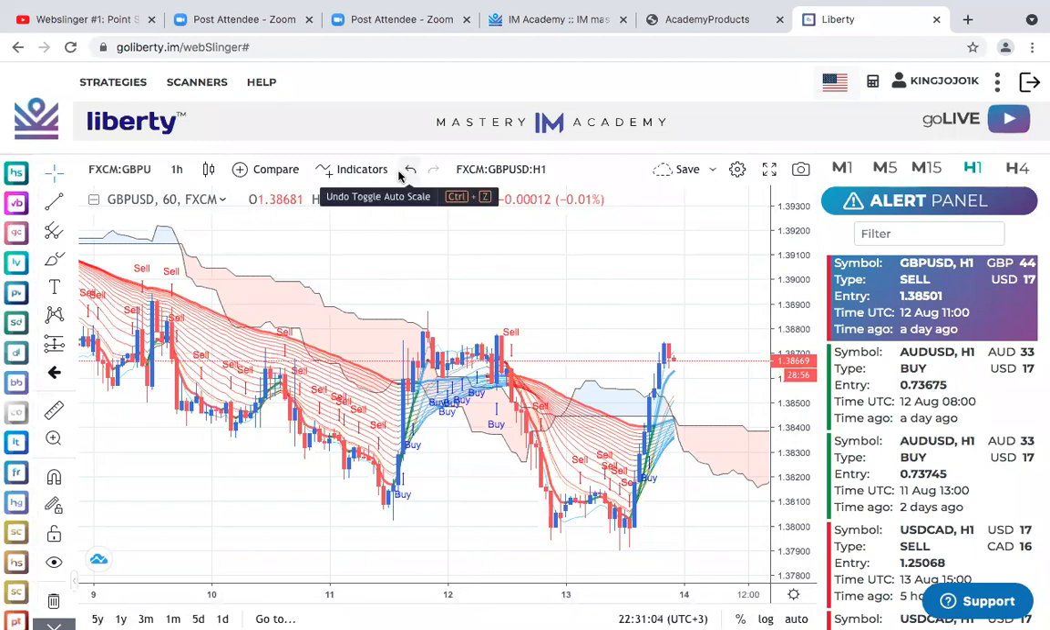Who's familiar with the relative strength index? Who's familiar with RSI? Let me know. 70-30. Sometimes it may be 80-20. Sometimes it may be 60-40. All right, cool.